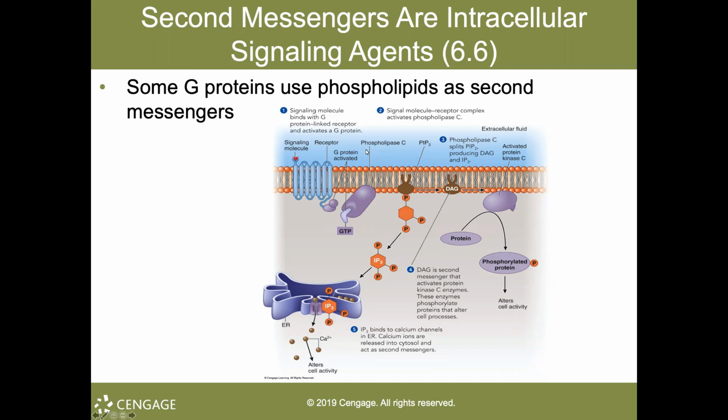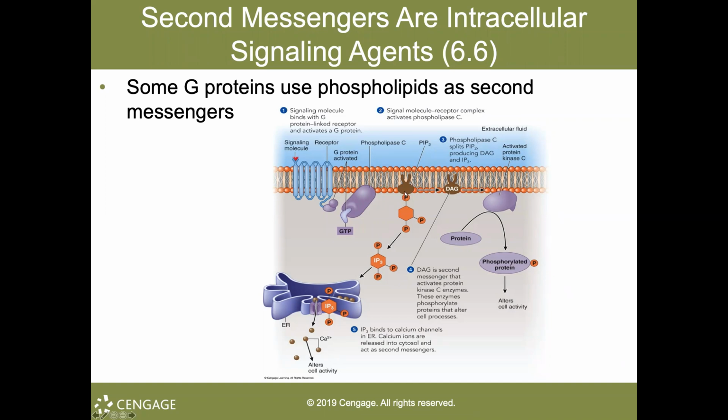Phospholipase C is an enzyme that's going to cleave a phospholipid. In this case, it's abbreviated PIP2, and this molecule is made up of IP3 and diacylglycerol. So phospholipase is going to cleave this molecule into IP3. IP3 is a second messenger. This will in turn bind to the endoplasmic reticulum and cause an efflux of the calcium ions. And then this will eventually alter some cellular activity.